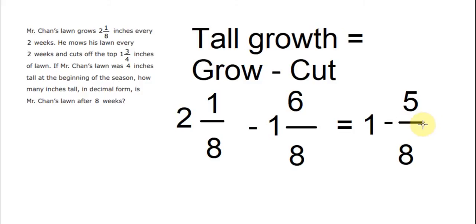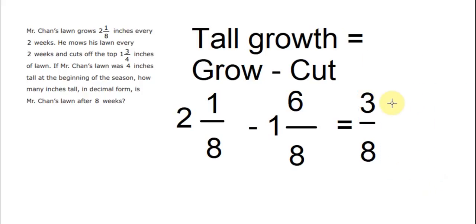So we have 1 minus 5/8. Now we have the number 1, so we calculate from 2 minus 1 here, and we write it as 8/8. Then 8 minus 5 gives us 3. So this is the way we calculate that every 2 weeks the lawn will grow 3/8.